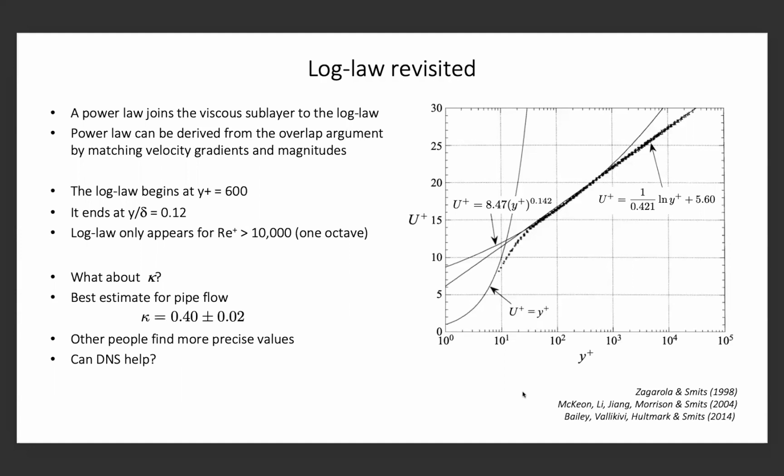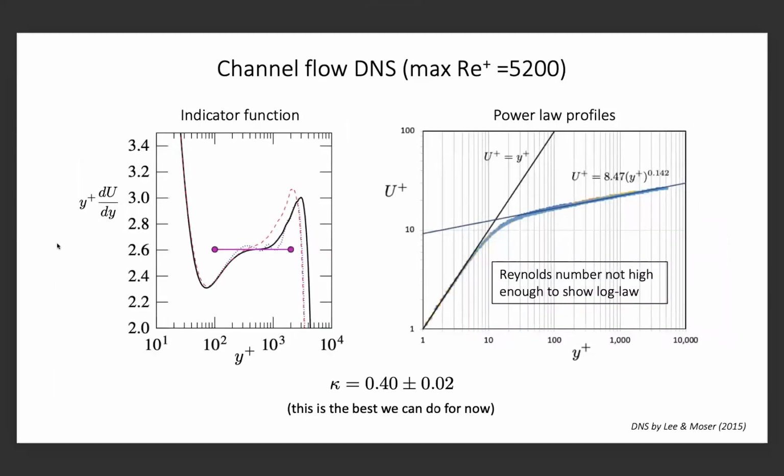Well, if we look at some DNS results, this is from the channel flow by Lee and Moser, maximum Reynolds number of 5,200. There's the indicator function on the left there, and you can see that if there is a log law, then there should be a plateau. That black line is the highest Reynolds number case. The sort of purple line is that plateau, and that should be at a value of 1/kappa. Now you can see that, yes, there is a kind of an inflection point in that curve, but I wouldn't describe it as a plateau.